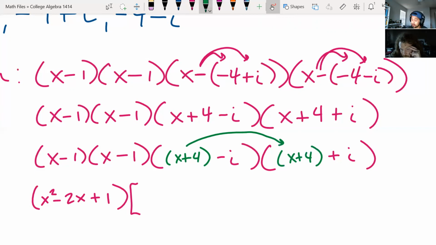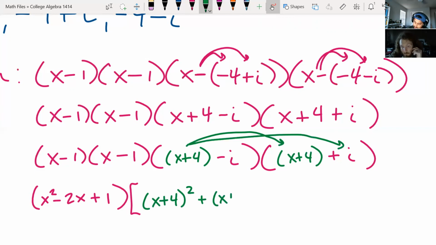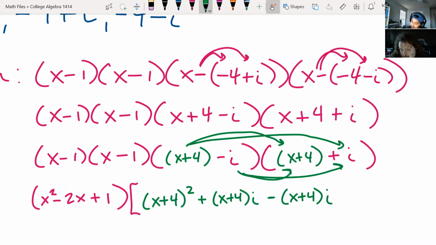X plus 4 times x plus 4 is going to give me x plus 4 squared. And then x plus 4 times i gives me x plus 4i. And then negative i times x plus 4 gives me negative x plus 4i. And then negative i times i gives me negative i squared. Close bracket.